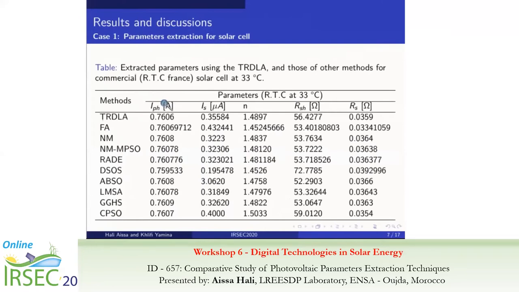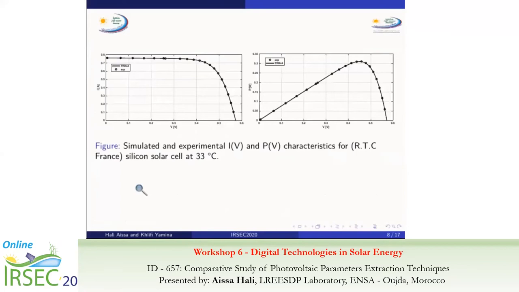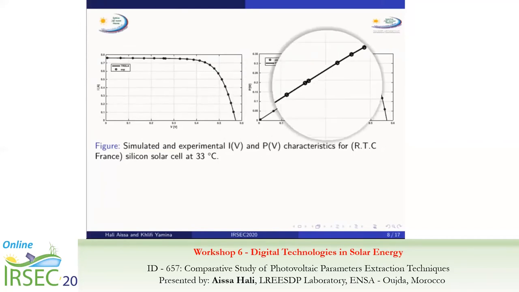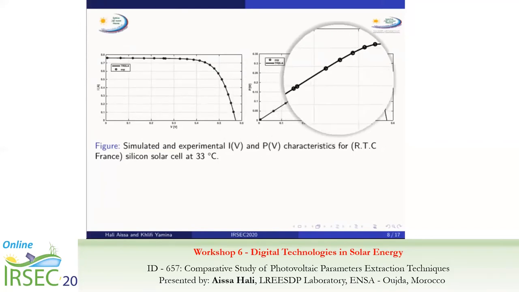The proposed technique based on the trust-region dogleg algorithm is applied to the RTC France silicon solar cell. The extracted parameter values are presented in this table and compared with those found in recent works for the same solar cell. These figures represent the comparison between experimental data and the current-voltage and power-voltage characteristics, considering the optimized set of extracted parameters. The obtained results show a good agreement between experimental data and simulated current-voltage.